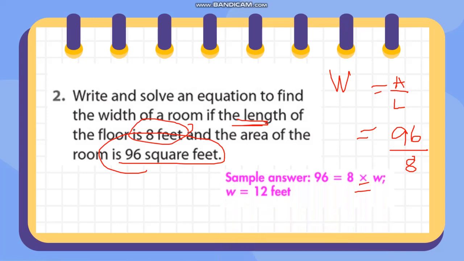Or you can simply think of a number to be multiplied by 8 to make it 96. That is the other way. But the easiest way is to simply divide the area by the given length in order to find the unknown width. So the final answer is equivalent to 12 feet.